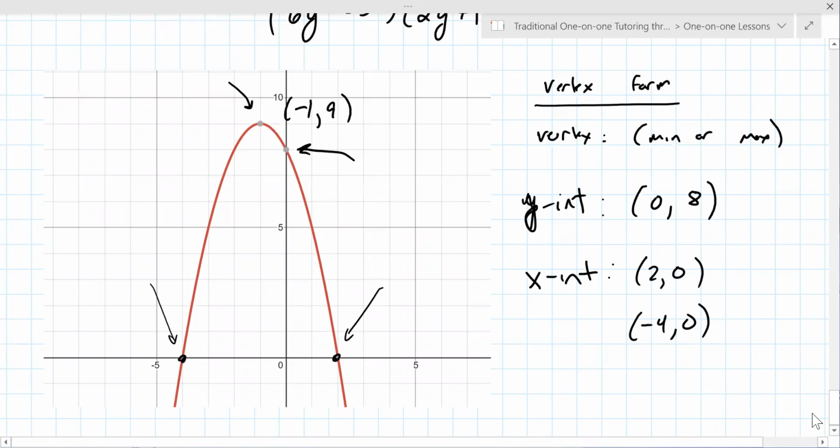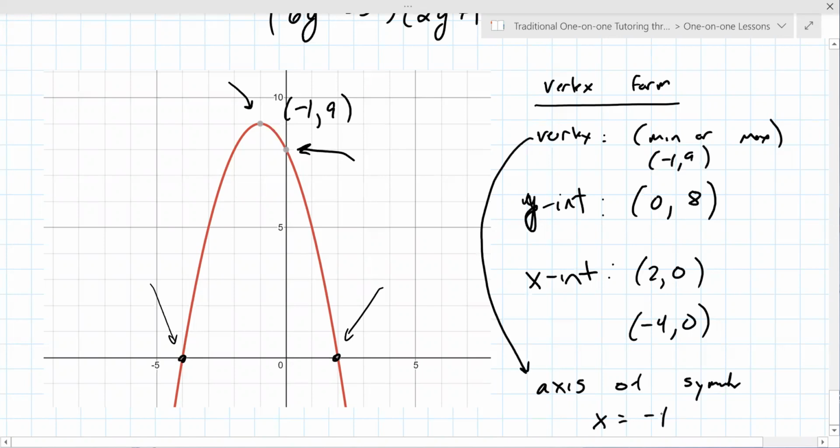The next one here is the axis of symmetry. That is done after you do the vertex, because it's the x value of the vertex. The vertex is -1, 9, so it's x equals -1. There's this line, x equals -1, and it's like a mirror. If you look at it, the left side is the same as the right side.